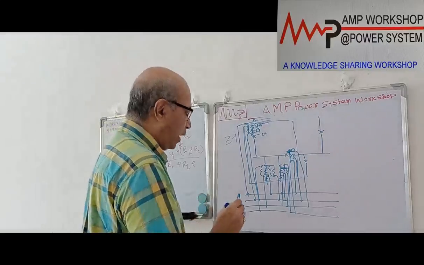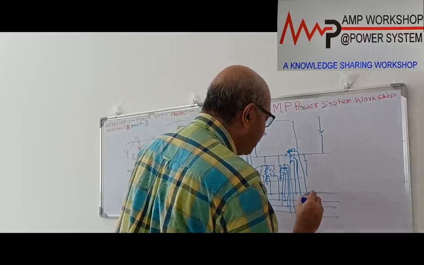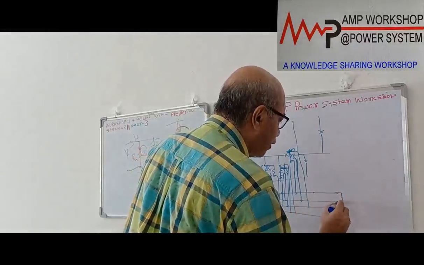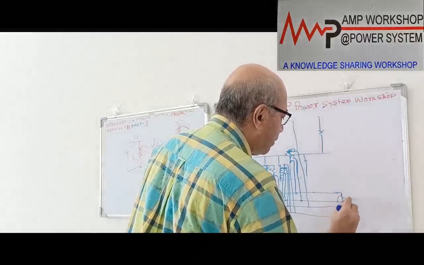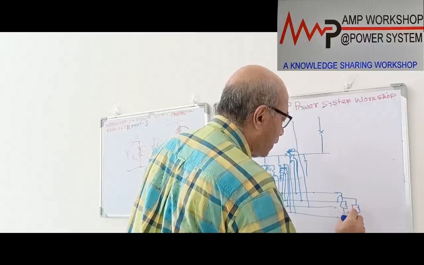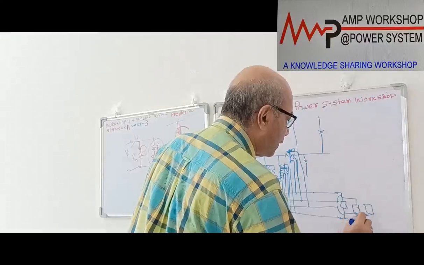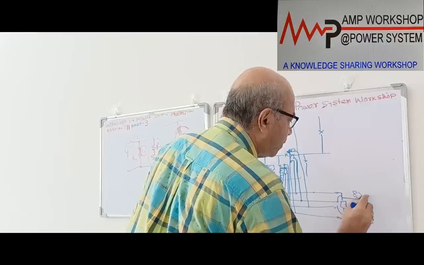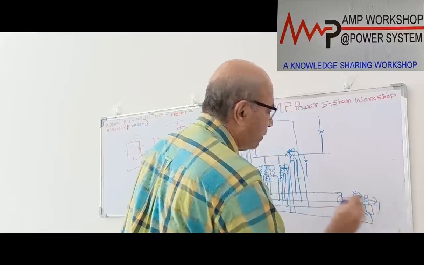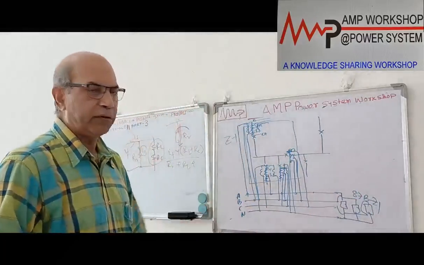Now the relay will be connected where A phase relay. This is the neutral. So the A phase relay will be connected between A phase and neutral, B phase relay will be connected between B phase and neutral, and C phase relay will be connected between C phase and neutral. These are the 3, 87 B Z1, 87 bus differential for zone 1 protection. Okay, this will be CT wiring.